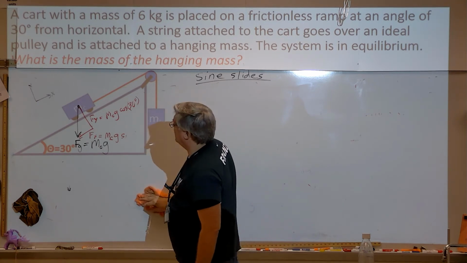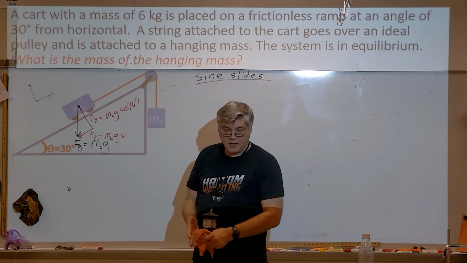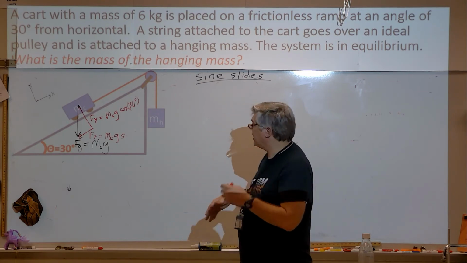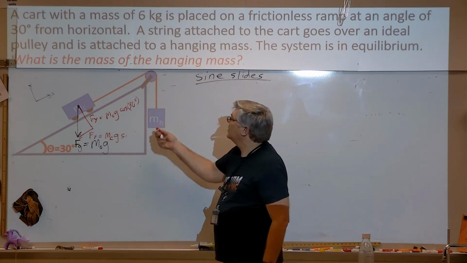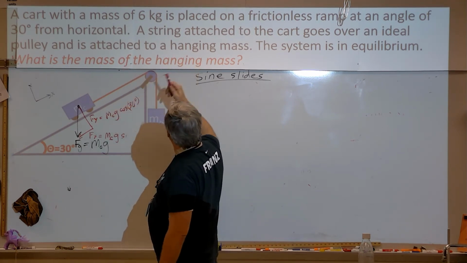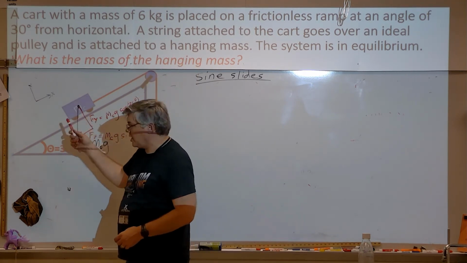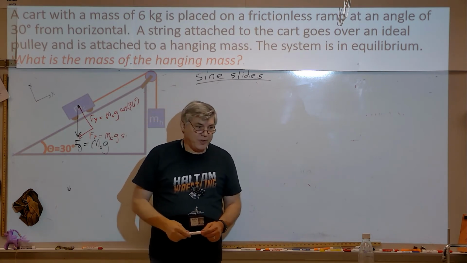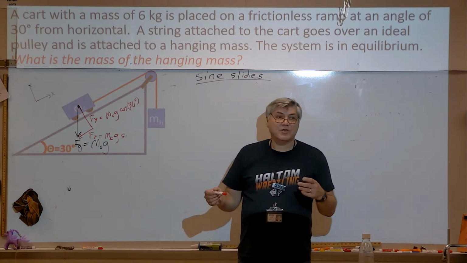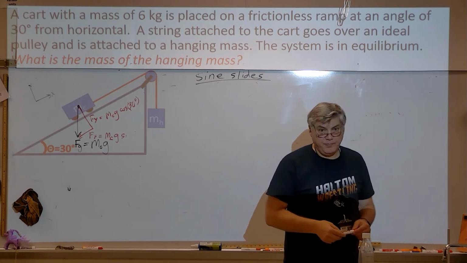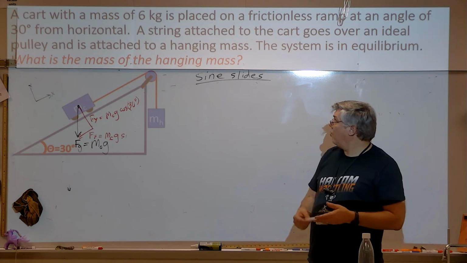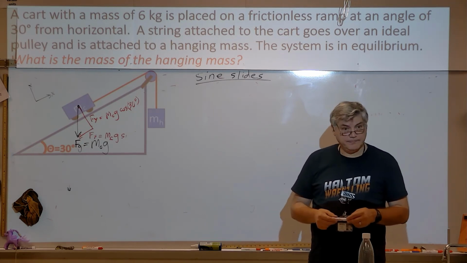But I'll leave that there. The length of the arrows might change to protect the unknowns. But anyway, this question says a cart with a mass of 6 kilograms is placed on a ramp with an angle of 30 degrees. The string goes over the top to a hanging mass, and the system is in equilibrium. So what's the mass of the hanging mass?